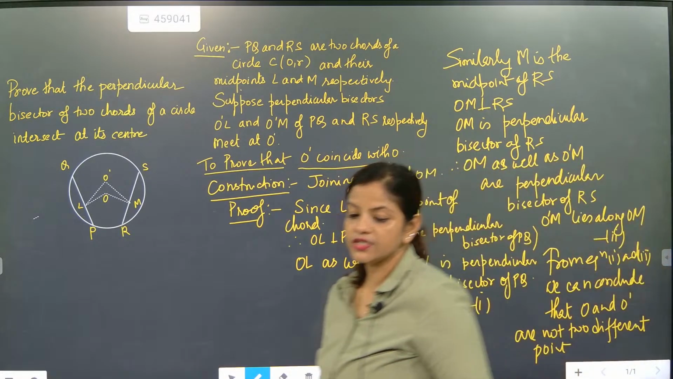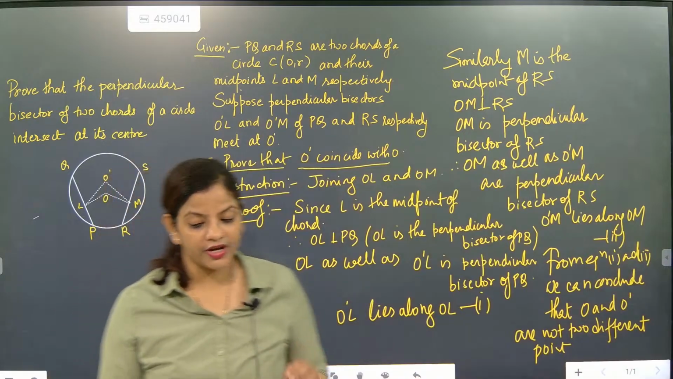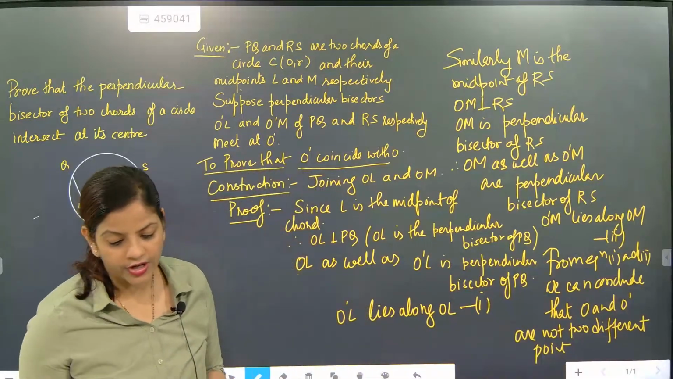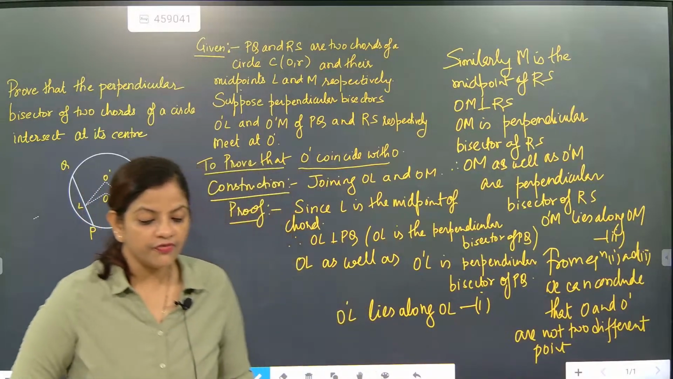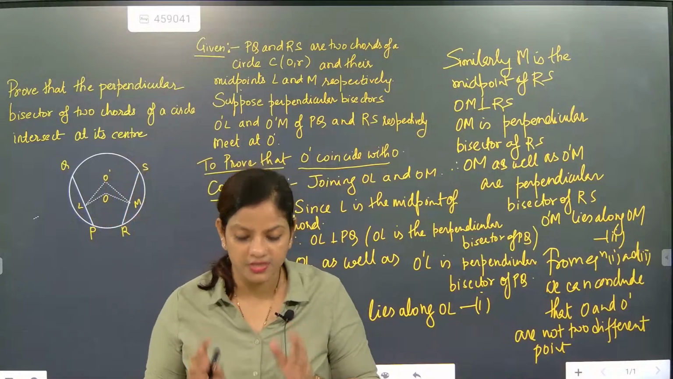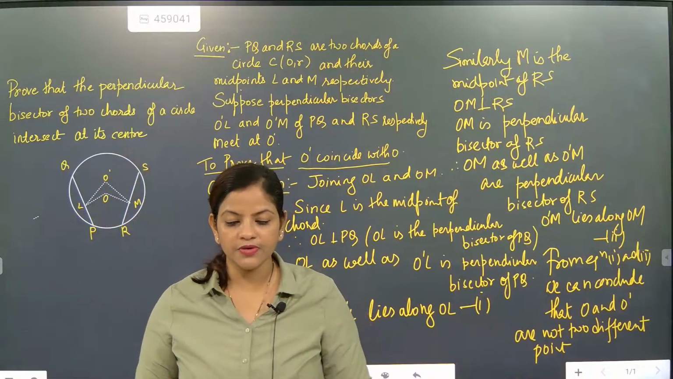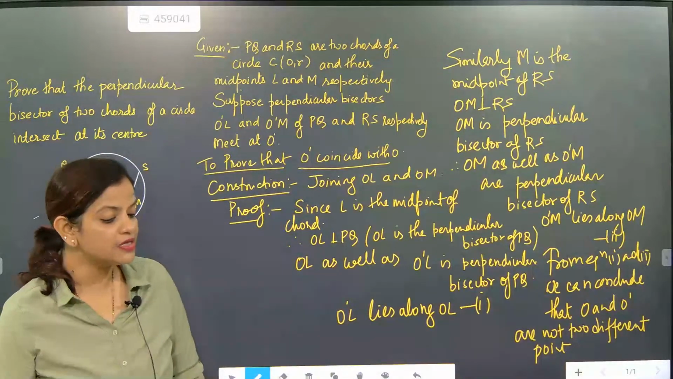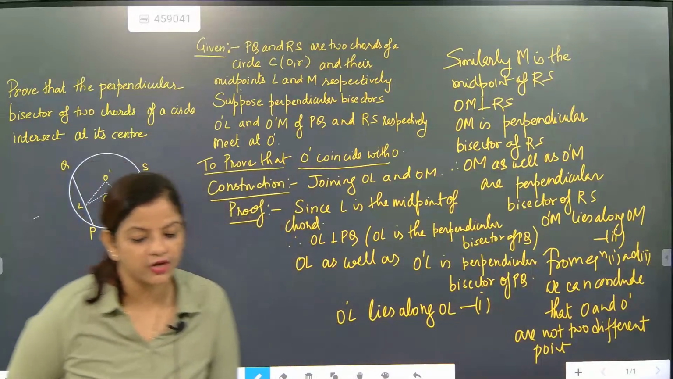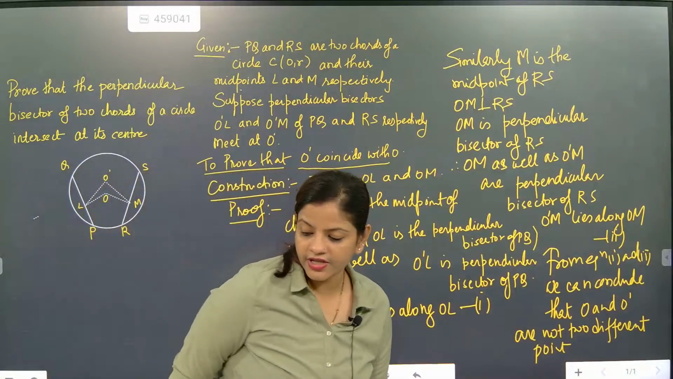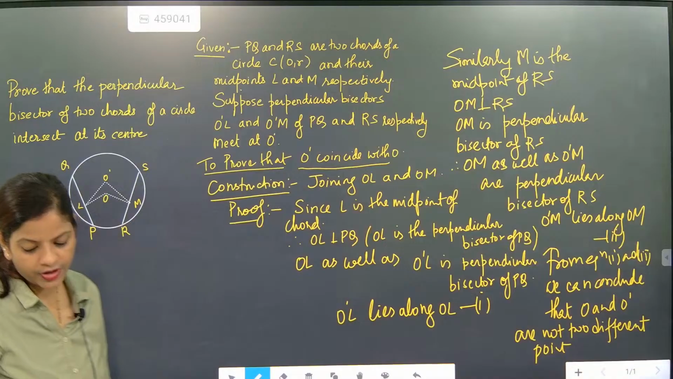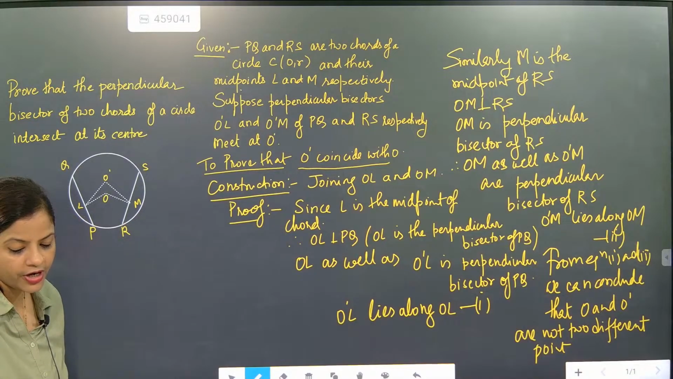Understood. So O dash and O are not two different points. They are considered as the same point, so it will become easy for us to prove. O dash and O are not two different points. They will be considered as the same point.